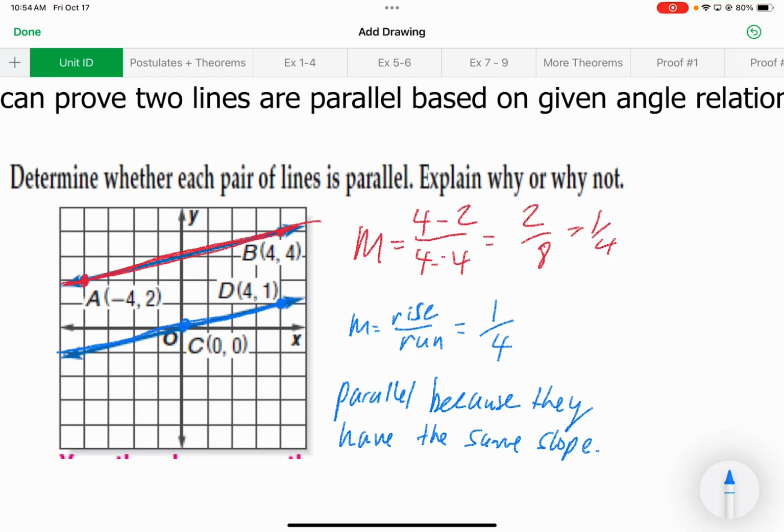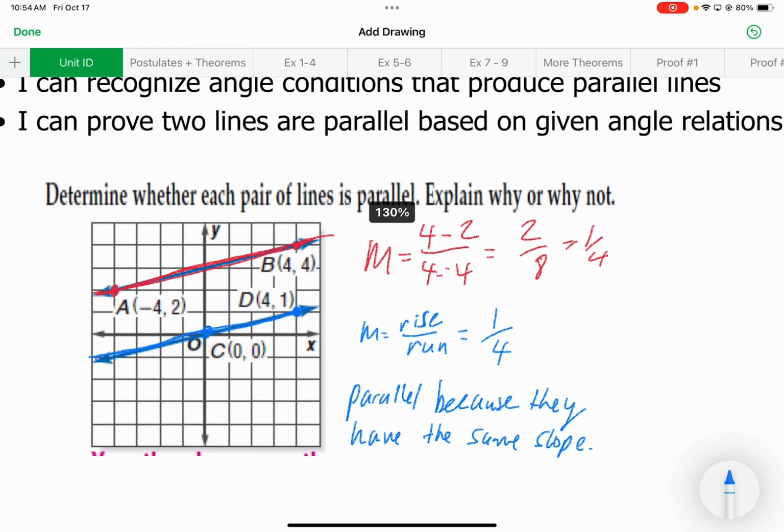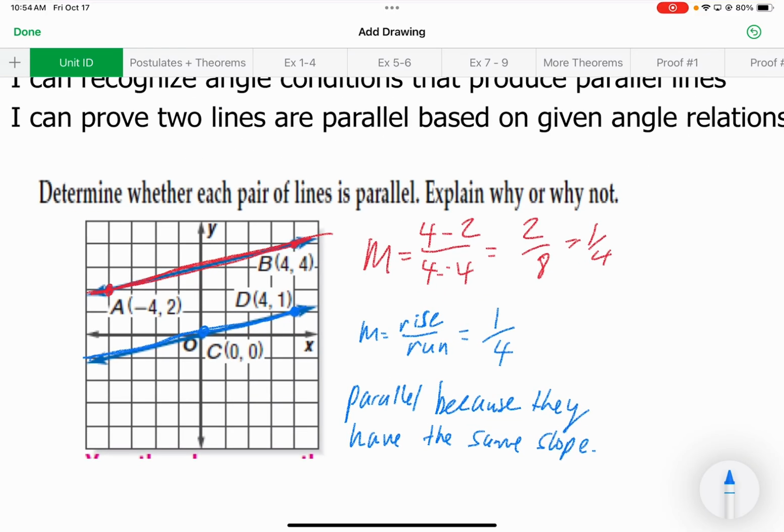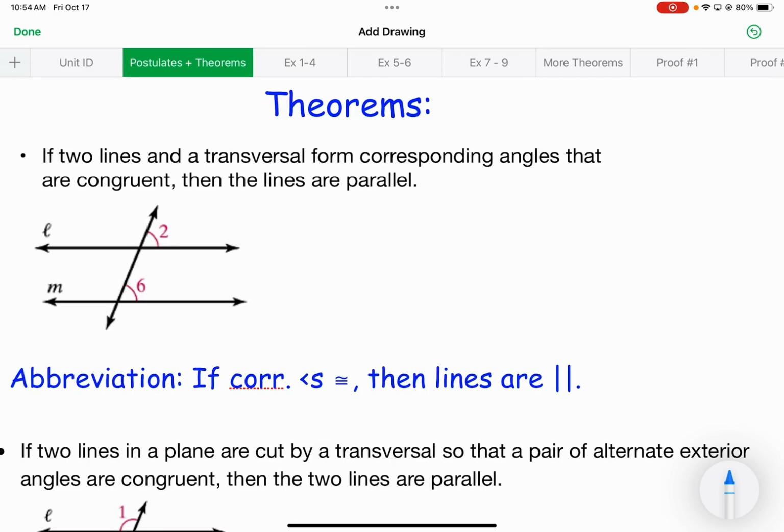You're welcome. All right, so cool. Now let's look at some postulates and theorems that we can do with that, okay? Now, here's how I want to present this. In the past, you guys just took a quiz on this. If we knew that lines were parallel, what could we say about corresponding angles? If lines were parallel, then corresponding angles were what? Congruent. Corresponding were congruent, right?